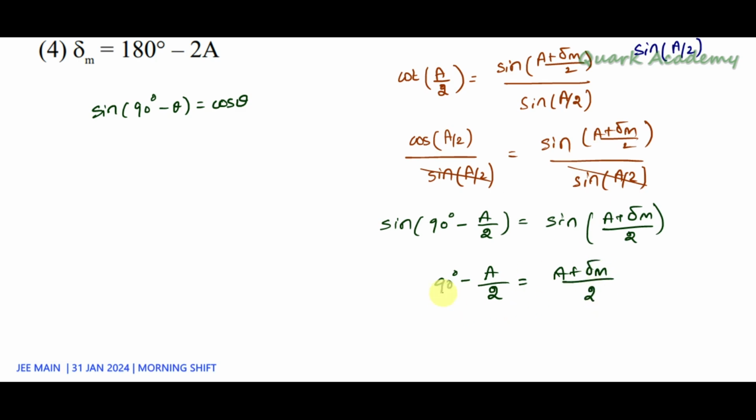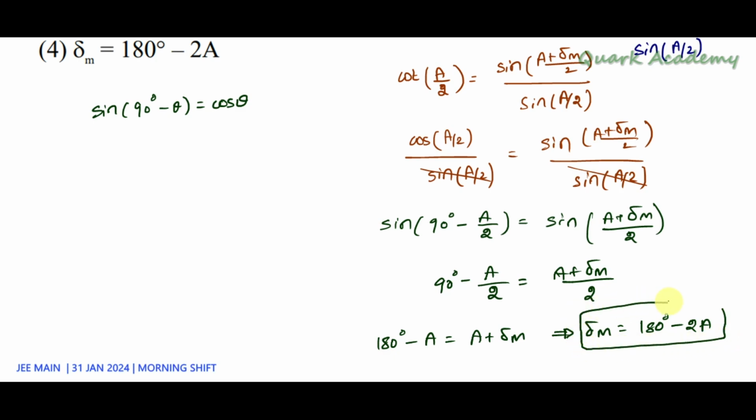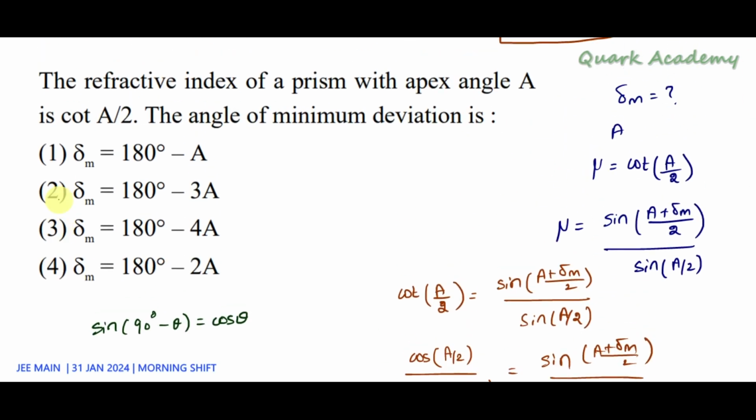Now we can rearrange this. So this 2 I will multiply here. It will become 180 degree minus a equal to a plus delta min. So delta min will become 180 degree minus 2a. So the angle of minimum deviation of the given prism is 180 degree minus 2a. Fourth option is the correct answer.